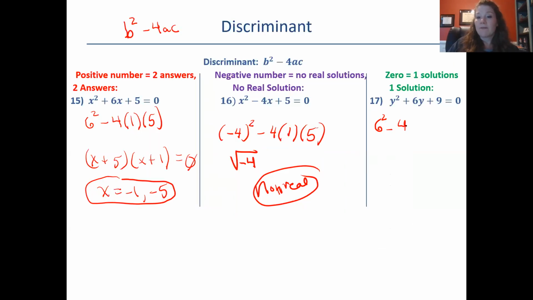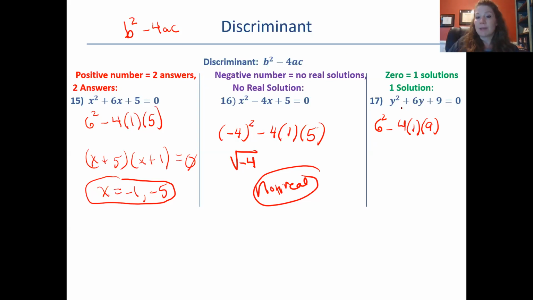Okay, 4 times a times c. Well, this is going to be 36 minus 36, but let's pretend we don't know that. So 6 squared minus 4 times 1 times 9. And yes, my calculator tells me the answer is 0, which means I'm going to have exactly one number.